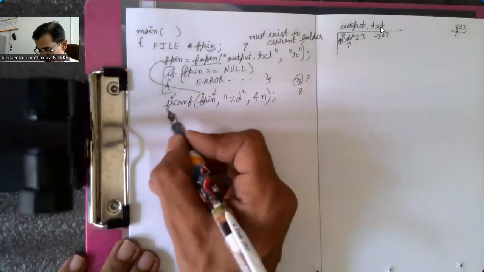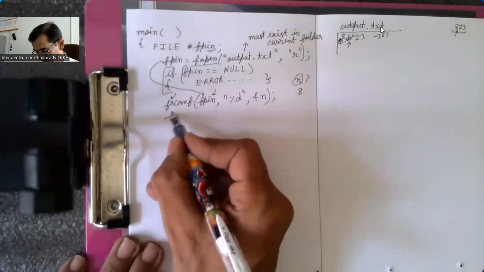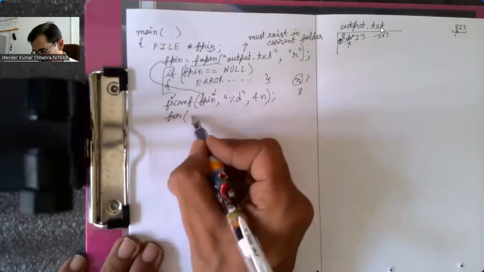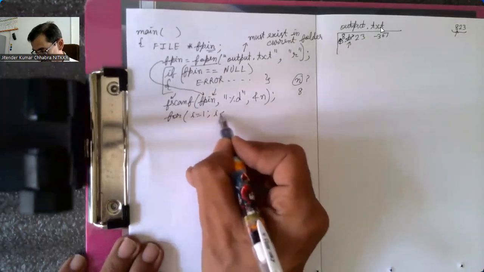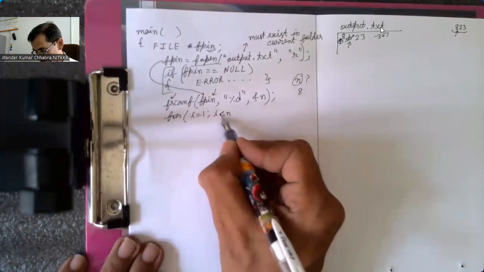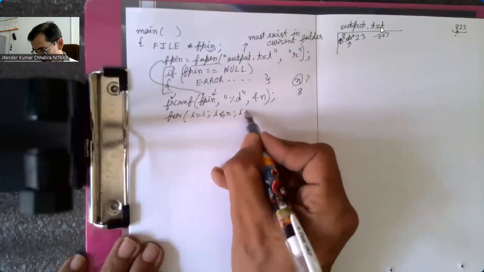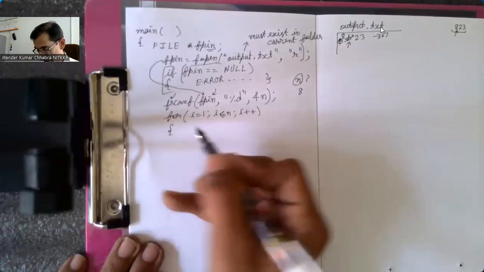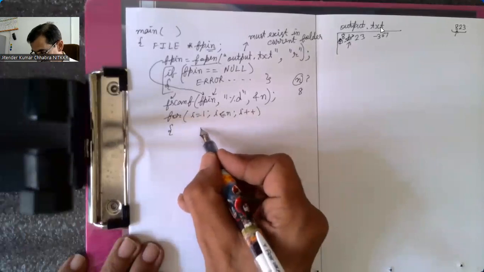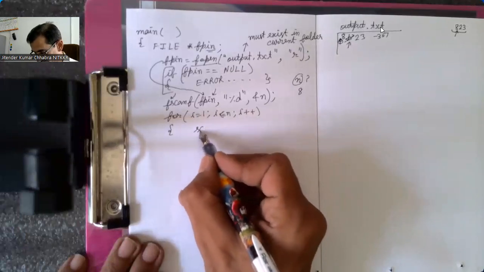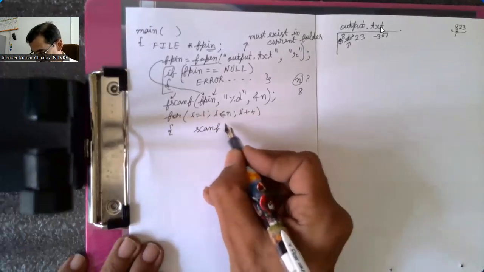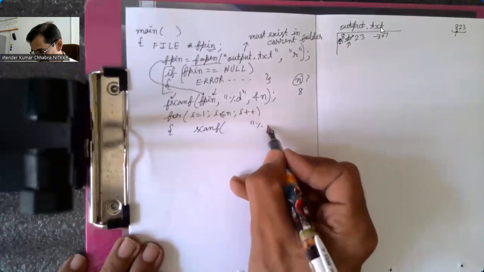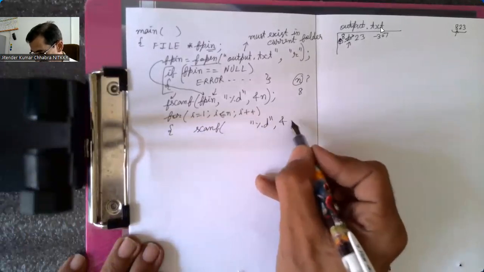So that is now done. Now what do you want? You want to read data from the file. So you need a loop, i less than or equal to n, i++, and then you want to read the data. If you wanted to read from the keyboard, you would write a scanf with %d, &val.